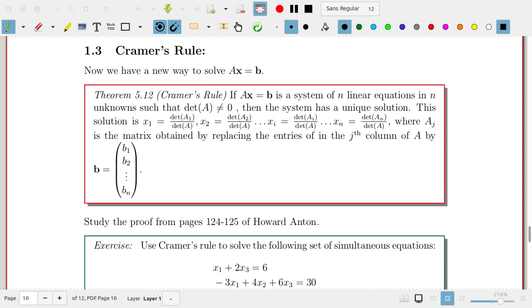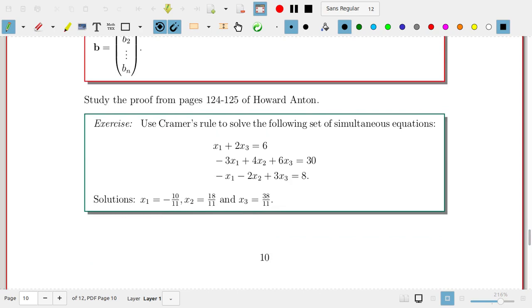Determinant of Ai is what you get when you replace the ith row of A by the right hand side, which is V. So the proof of Cramer's rule is from pages 124 and 125 of Howard Anton. I'll not repeat it here. And for practice, you can solve these simultaneous equations using Cramer's rule, and the solutions are given.